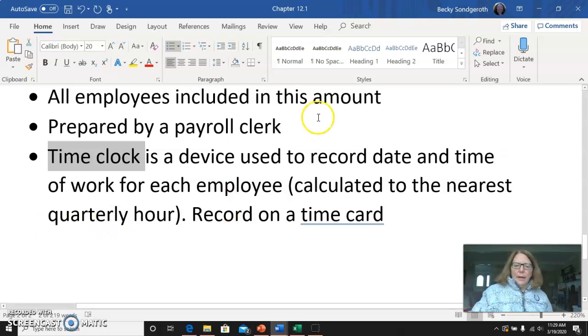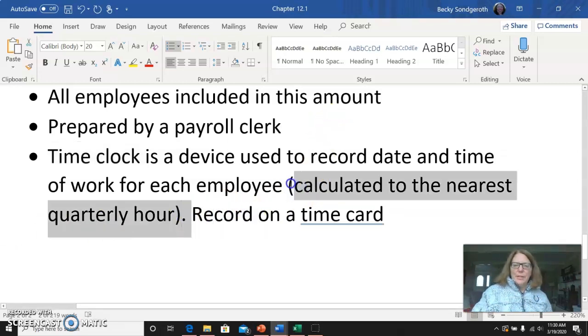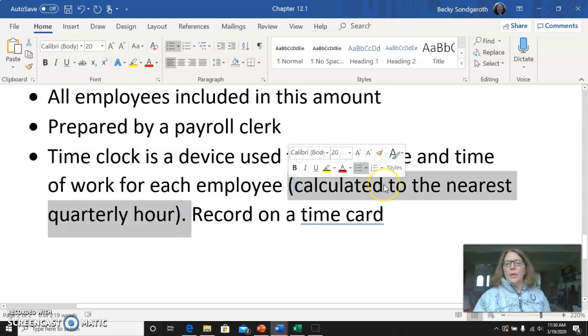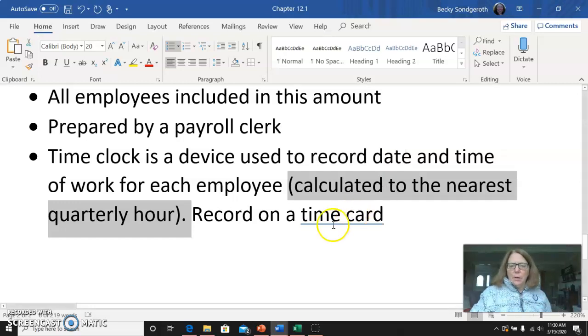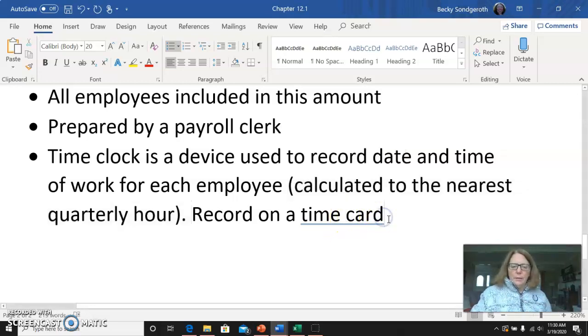And I guess the key thing that I want to make sure that we know, and we'll look at a calculation, is the standard in the U.S. is that we calculate this to the nearest quarter hour, meaning 8 o'clock, 8:15, 8:30, 8:45, 9, 9:15, 9:30, etc. Okay, and this all gets recorded on a time card.